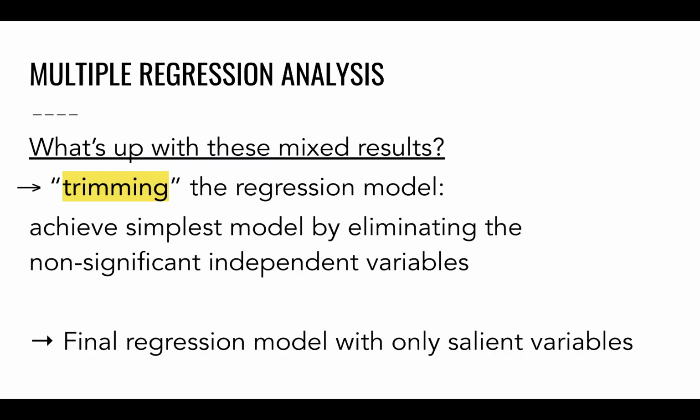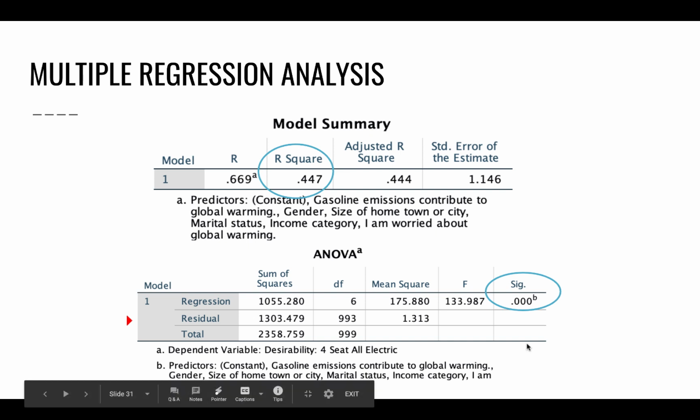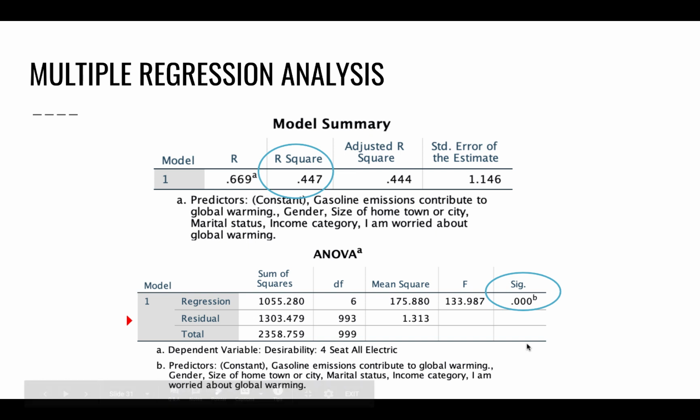What we do next is we rerun the model with only the variables that were significantly influencing our dependent variable. And this is called trimming a regression model. So you achieve the most simple model by eliminating the non-significant predictors, the non-significant independent variables. This way you have a final regression model with only those significant or salient variables left. Now, when you rerun the model, you basically just go back to Analyze, Regression, and then Bivariate, and you do the same thing, but you just click out those variables and rerun the model.